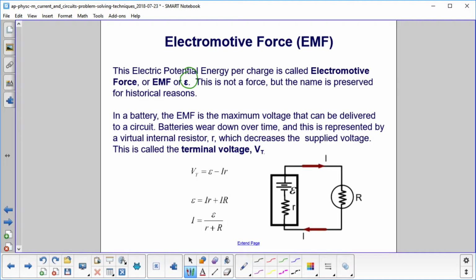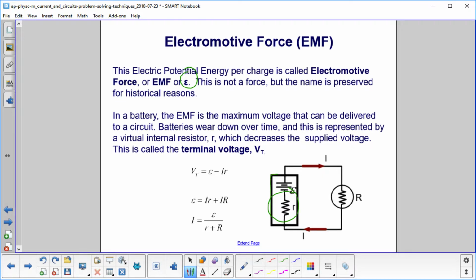In a battery, the EMF is the maximum voltage that can be delivered to a circuit. Batteries, however, wear down over time, as we all know, and this is represented by a virtual internal resistor, little r, and you can see little r right there. That will decrease the supplied voltage, and that supplied voltage is called the terminal voltage.